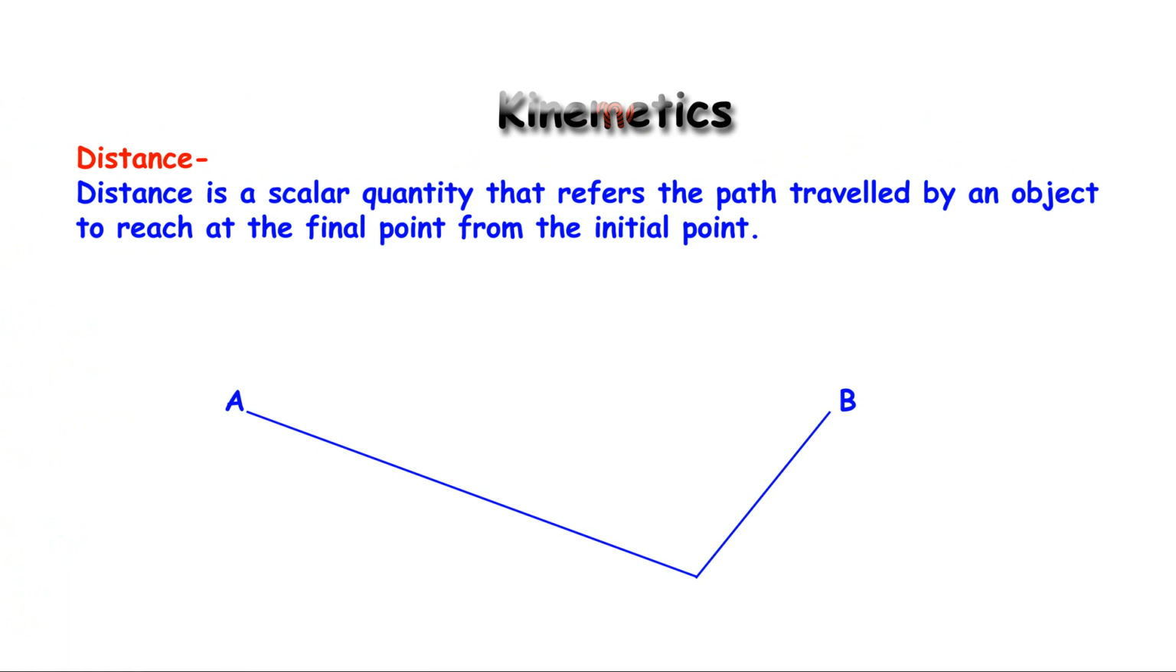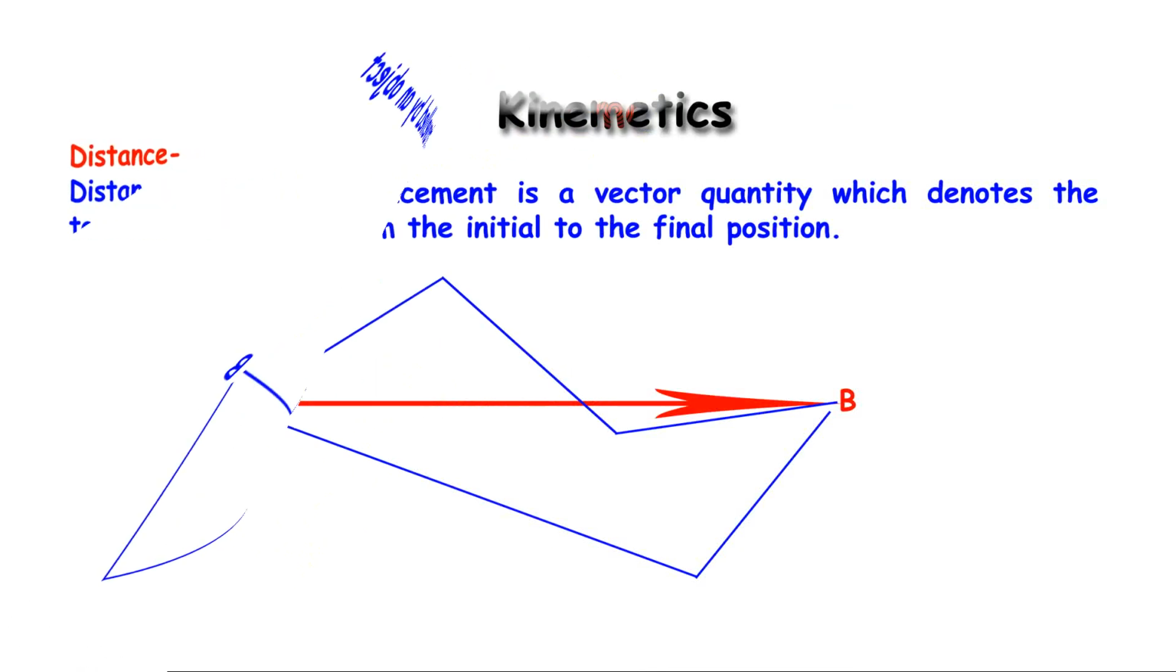So to move at B from A, we can follow the first pathway or we can follow the second pathway. In such a way, we can prefer any one of the pathways to reach B from A, and in every case the pathway may be same, may not be same, but the path traveled during every journey is known as the total distance covered by the object on that particular journey.